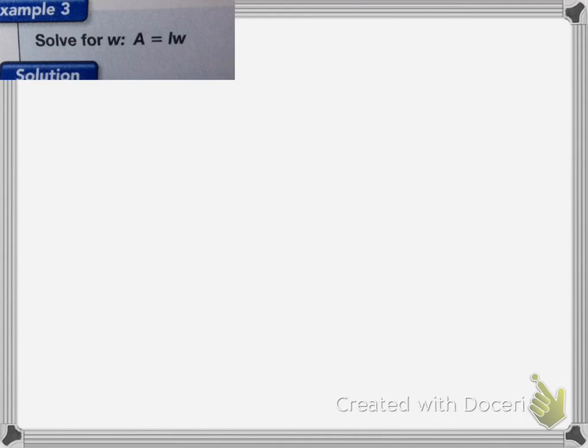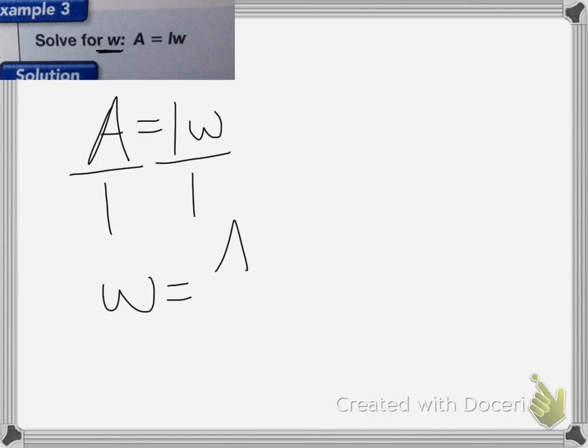Formulas are literal equations that we can use to solve certain kinds of problems. Often it's necessary to change the way a formula is written. In this case, I want to solve for w. You might recognize this equation, A equals L times w. This is area: area equals length times width. I want to solve for w, so I'm going to divide both sides by L because I need the w by itself. So w is going to equal the area A divided by L, the length.